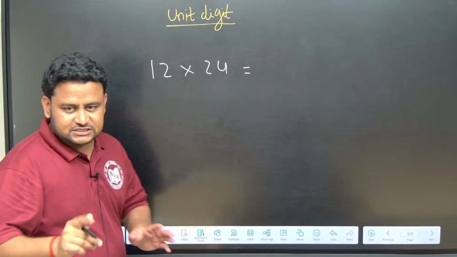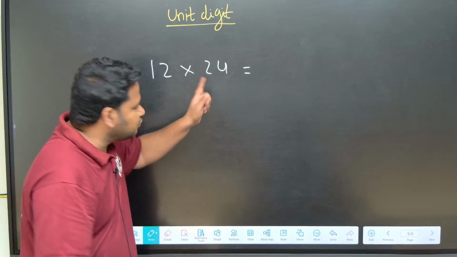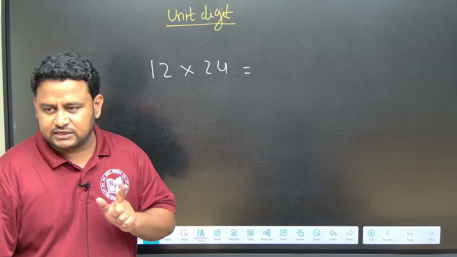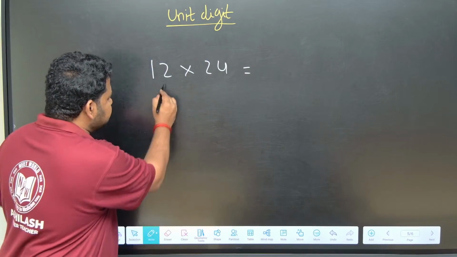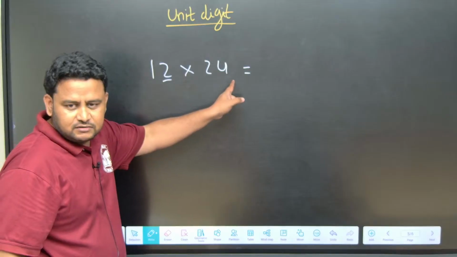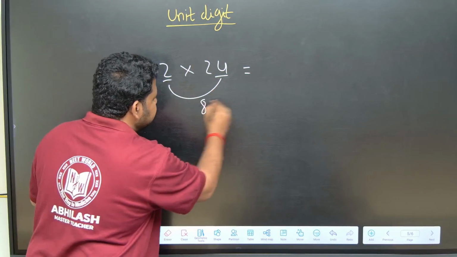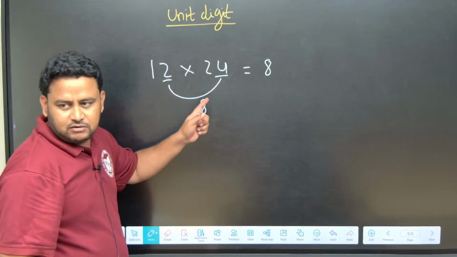Suppose I give you 12 into 24. The question is, what is the unit digit of 12 into 24? They are asking for the unit digit, so I should focus on the unit digit only. Here the unit digit is 2, and here the unit digit is 4. So 2 into 4 is 8. So the unit digit is 8.